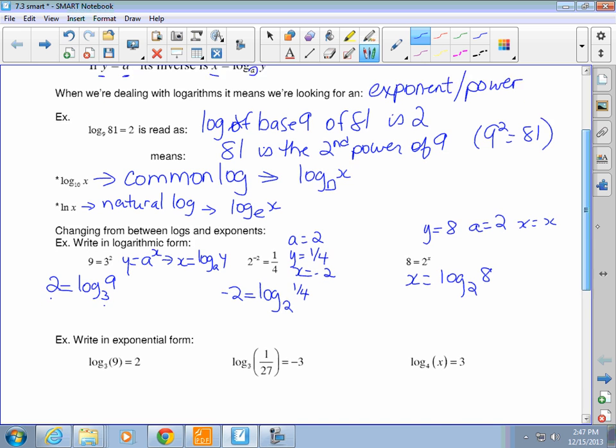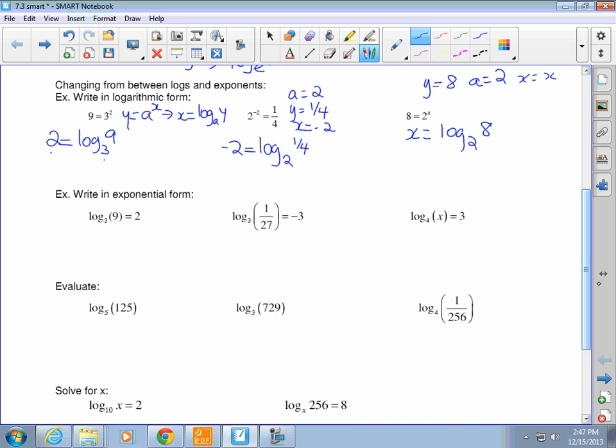Okay, to go in exponential form then, so we're going to go backwards. We're going to go from log base a of y equals x to y is equal to a^x. So if I take a look at this one, my a is equal to 3, my y is equal to 9, and my x is equal to 2. So this is saying 9 is equal to 3 squared, or 3 squared is equal to 9.